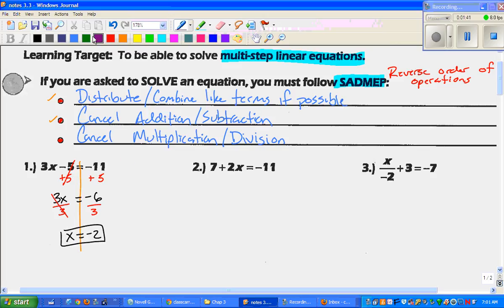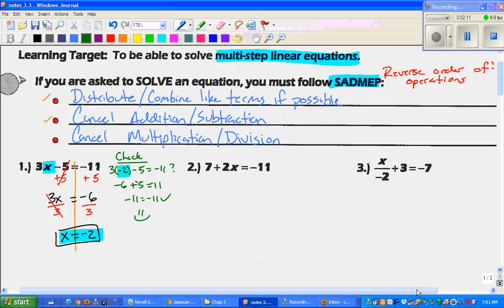Okay, and if we want to check to see if we got our answer right, I'm just going to plug in our answer to where the x was. 3 times negative 2 is negative 6. Do click, click, and you get negative 11 equals negative 11. So we're happy.